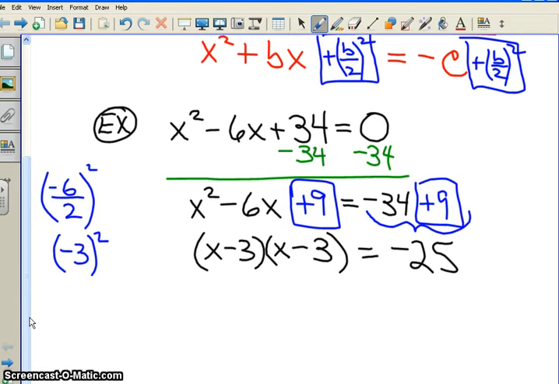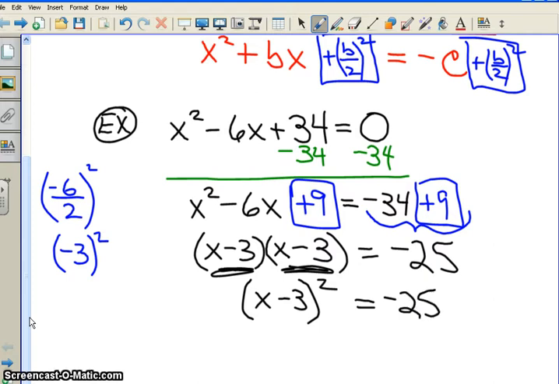And notice these two parentheses are identical. That is so that we can write this as a square. x minus 3 times x minus 3 is the same thing as x minus 3 all squared. And there I have completed the square. And this is still equal to negative 25. So now it's time to solve this for x to actually find what our zeros are.